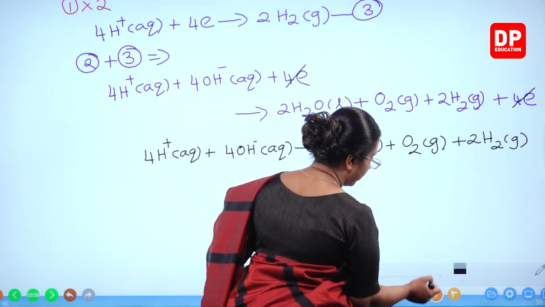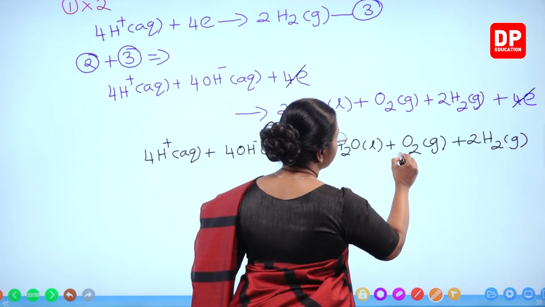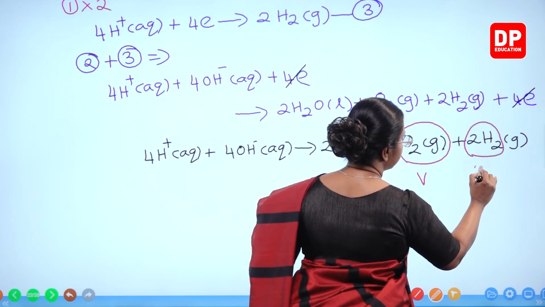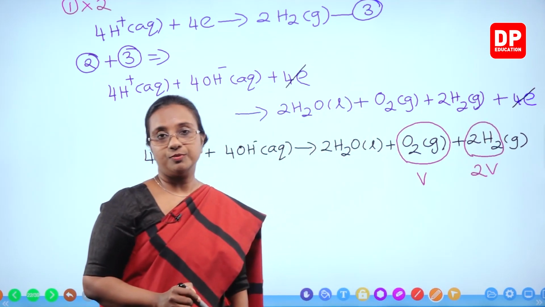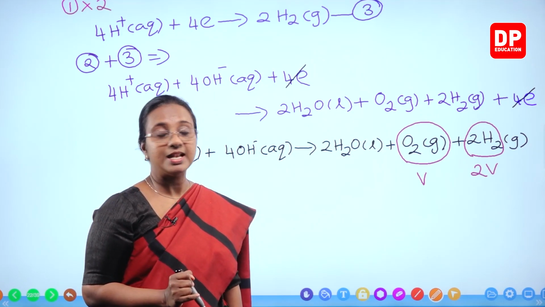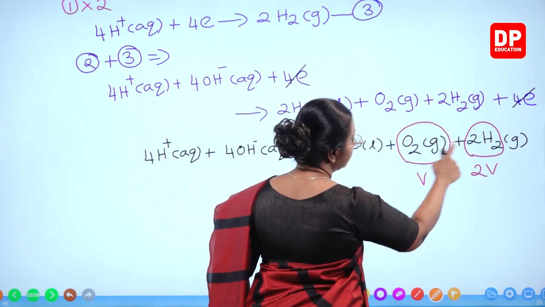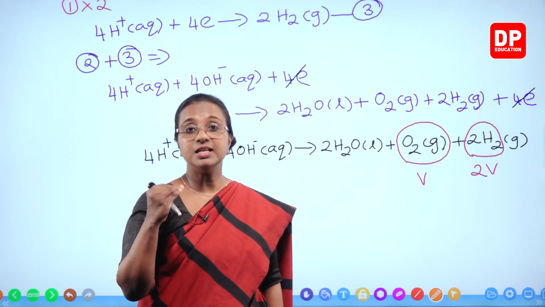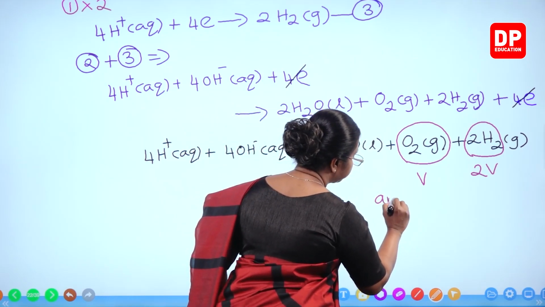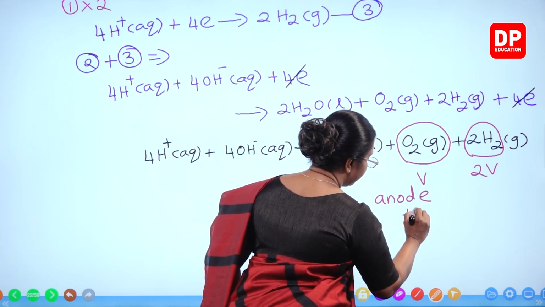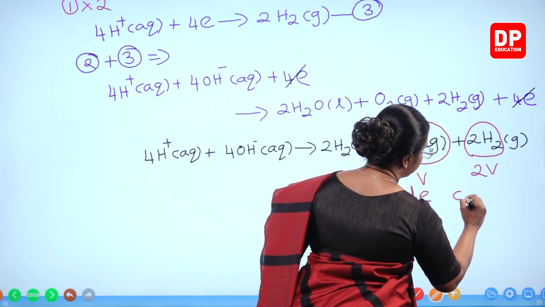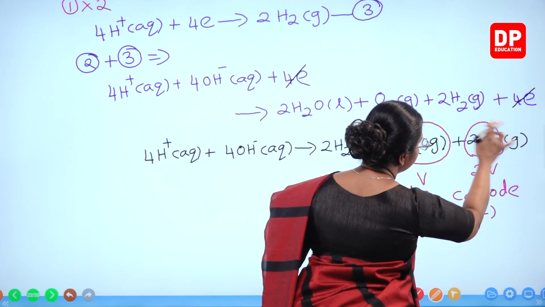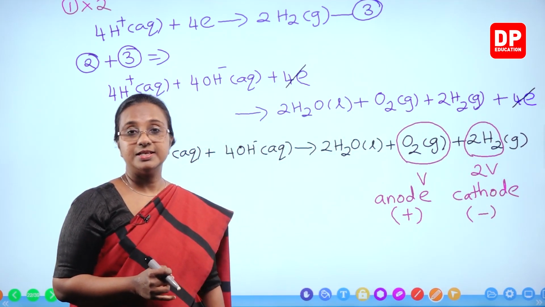So in this, now you all can observe, students, oxygen 1 volume, whereas you have hydrogen 2 volume. So now can you all understand the ratio? 1 O2 to H2. That is why you get 1 volume of oxygen near the anode. That is the positive electrode. And near the cathode, that is the negative electrode, you get 2 volume of hydrogen gas.